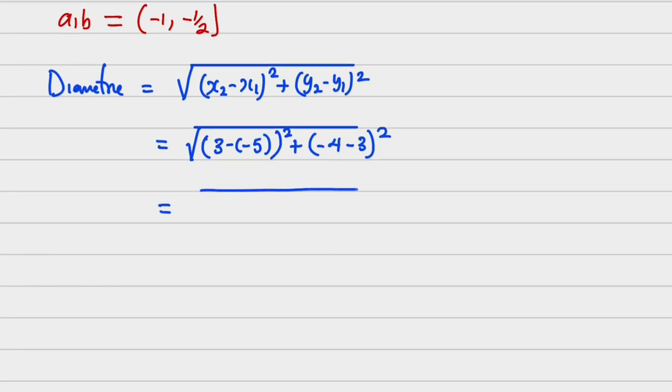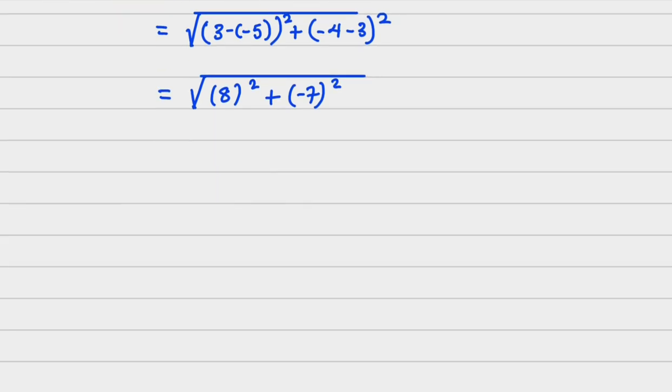So this will now be all root of, this is 3 plus 5. We have 8 all squared. Then plus minus 7 all squared. Okay. Please do not make the mistake of just leaving out the minus. You see the way I put it in the bracket is very important. You do it this way. So this is going to be all root of, I'm going to have 64, then plus 49. Okay, which I'm going to have as square root of 113. So this is my diameter.